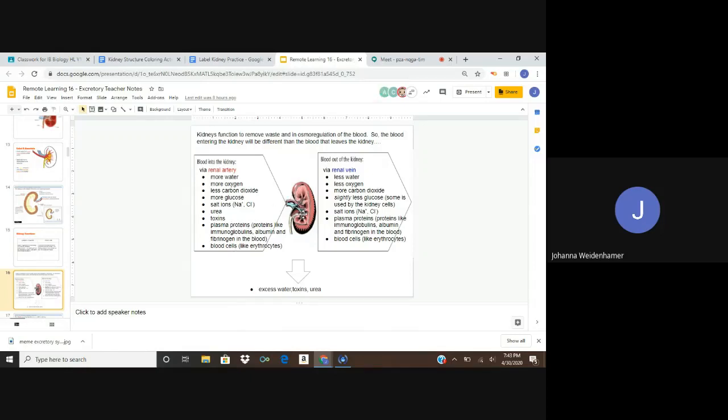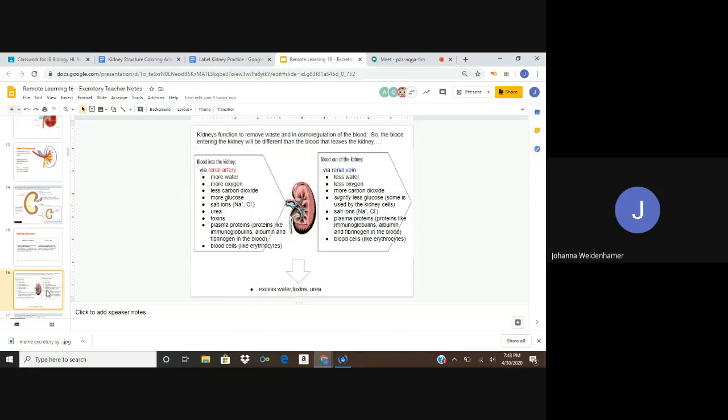Once we've come into the kidney and it does what it has to do to the blood, the blood leaving is going to have less water because we're going to be reabsorbing the water, less oxygen because we've dropped off oxygen, more carbon dioxide now, and slightly less glucose, since some is going to be used up by the kidneys. Then, just like the blood that came in, there's also going to be some salt ions, plasma proteins, and red blood cells. But in this process, as the blood is moving through the kidney, we're also going to take out excess water, toxins, and urea to excrete it out of the body.